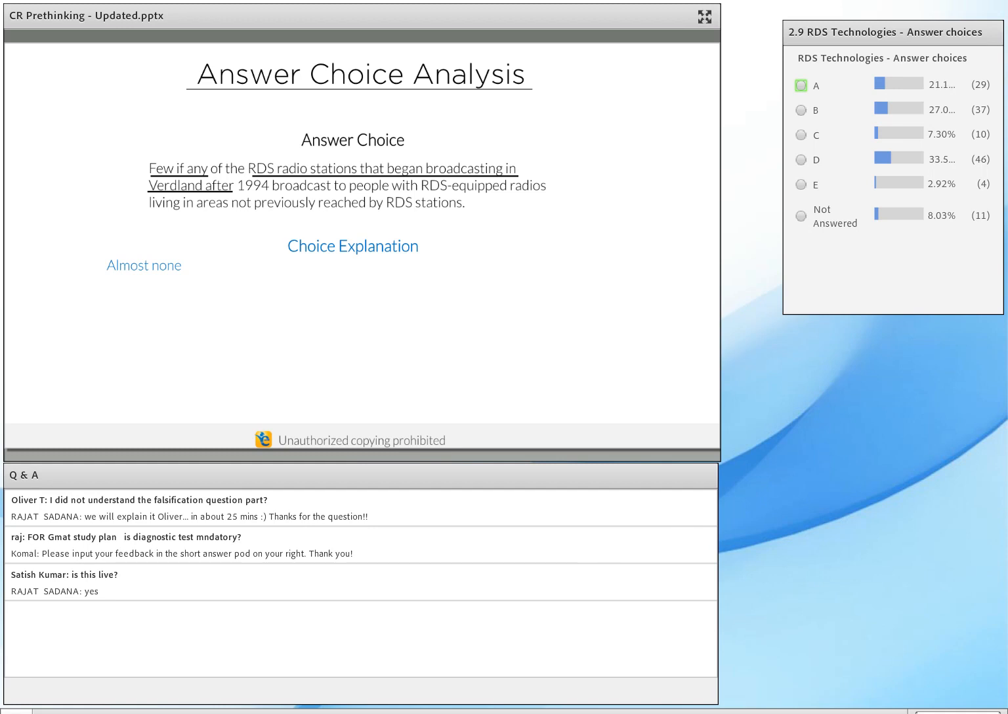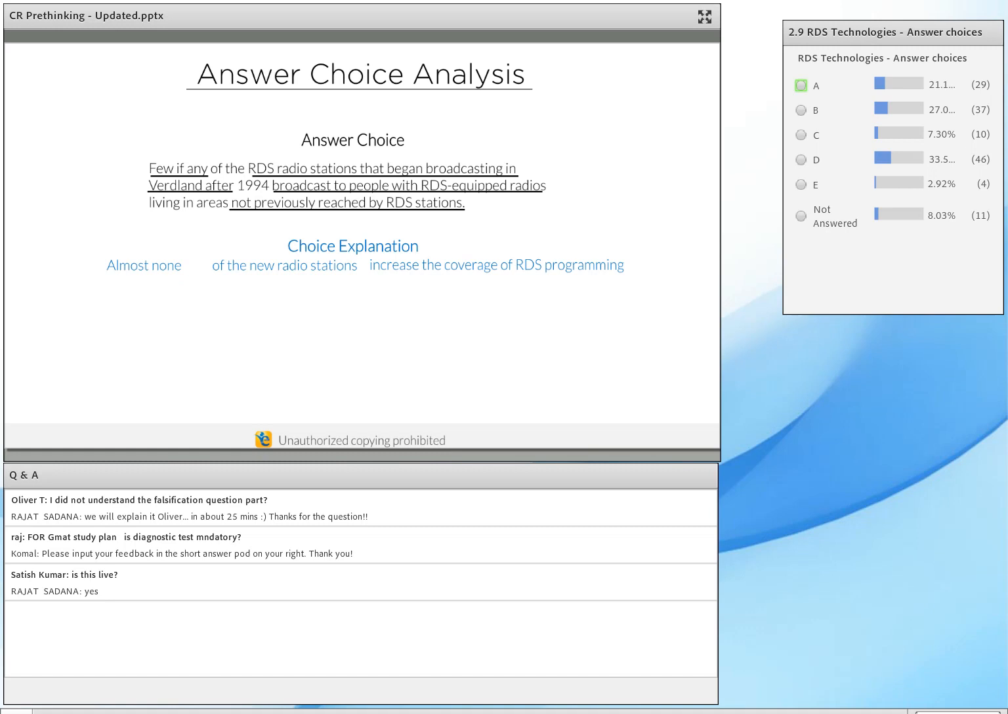So which are the RDS stations that began broadcasting after 94? Those are the new radio stations. Broadcast to people with RDS equipped radios living in areas not previously reached by RDS stations. So who are the people who have the RDS radios but were living in areas not previously reached? That is what we call increasing the coverage of RDS programming. Why? Because what it's saying is almost none of the new stations are put in areas where people had the right kind of radio but were not covered earlier.